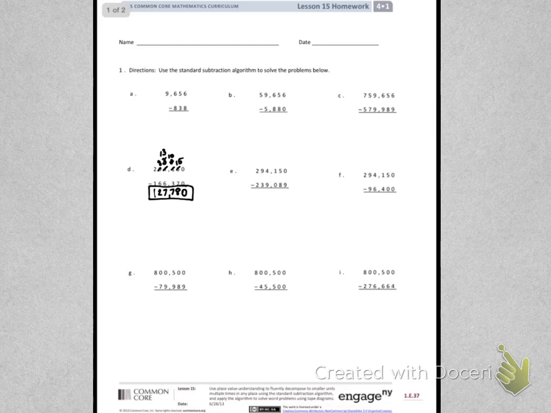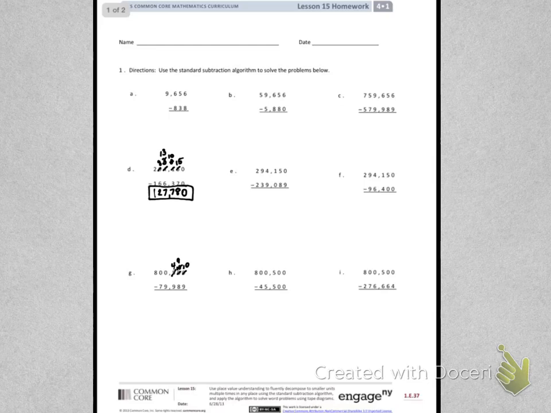Now let's take a look at letter G. We can see from this one that there's a lot of decomposing or regrouping that needs to happen. So in my ones category, I cannot take 9 away from 0, but in the tens, I cannot take 8 away from 0. So I'm going to look at my hundreds, and I'm going to borrow 100 from the 5, making that 4 hundreds, and bundle that into the tens, making it 10 tens. Now I still need to borrow because I need to be able to subtract my ones. So I'm going to take 1 away from that 10 and create 9 tens, leaving me with 10 ones.